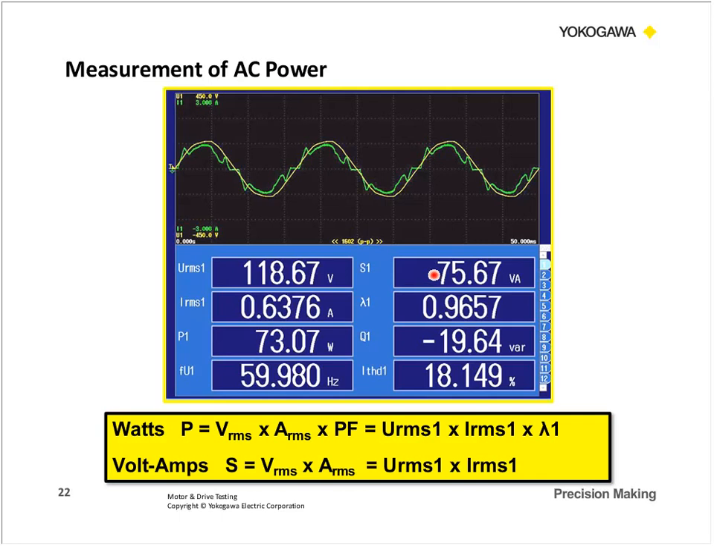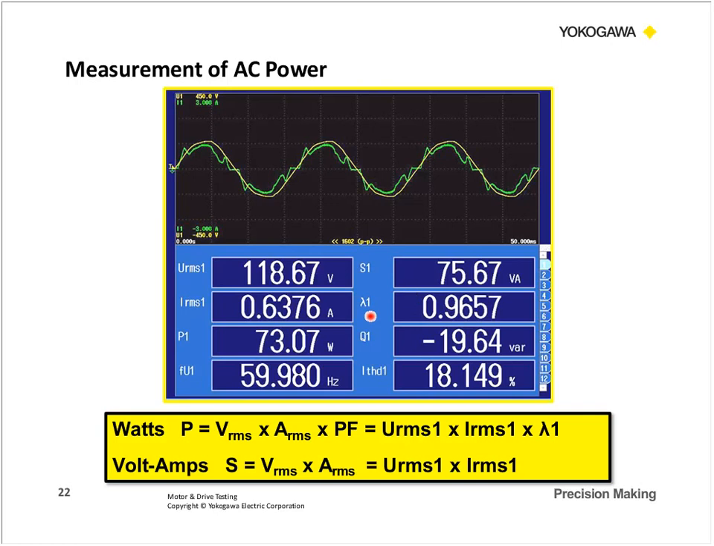And then here's my power factor, lambda. That's the international symbol now for power factor. So this is determined as 0.9657, and that's calculated. We know our VA. Here's our watt measurement, 73.07. And so the true power factor is measured as the watts divided by the VA, and that's where we get to 0.9657.